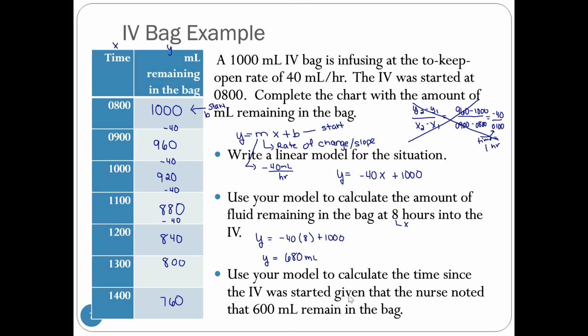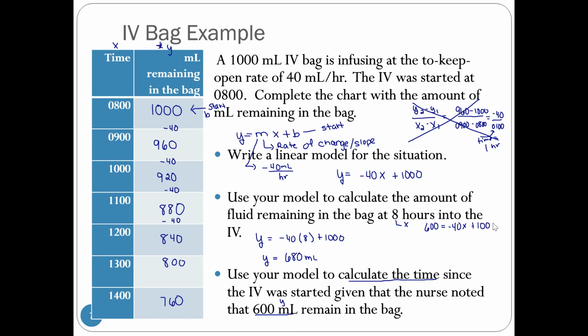Next, it says use your model to calculate the time. So this is important: calculate the time since the IV was started, given that the nurse noted 600 remain in the bag. Again, based on my data, the 600 is a milliliter amount, and the milliliters are y values. So this is a y value. So I'm going to go up here where I have a little space and put the 600 into my formula for a y value. So 600 equals negative 40x plus 1000.